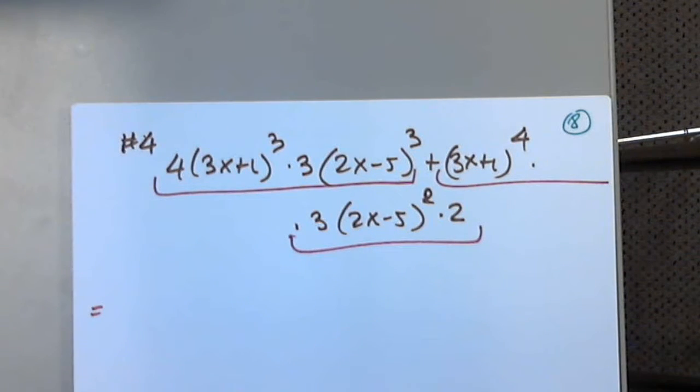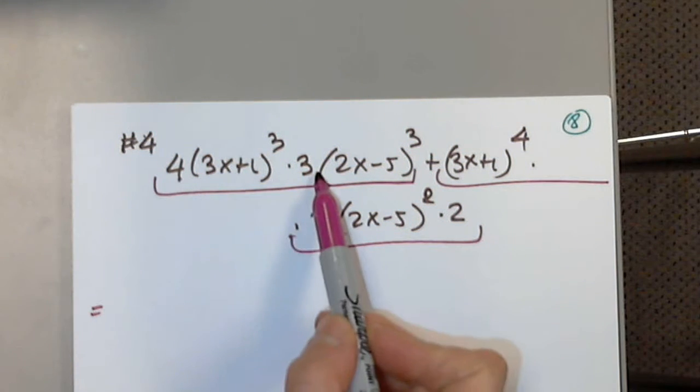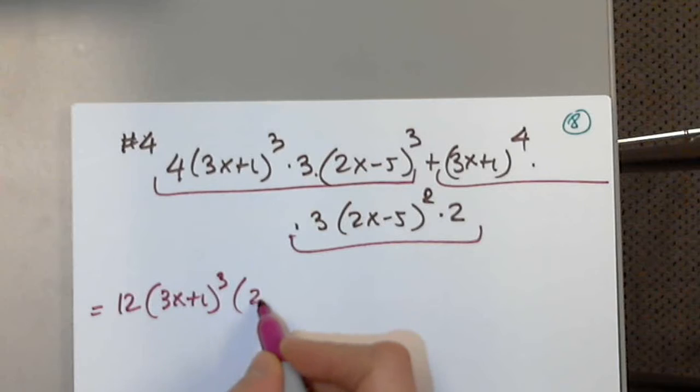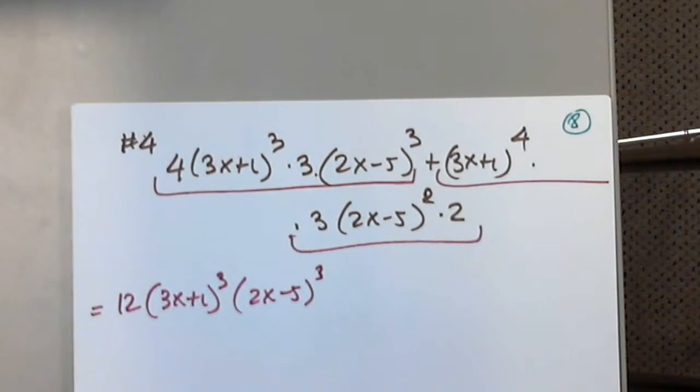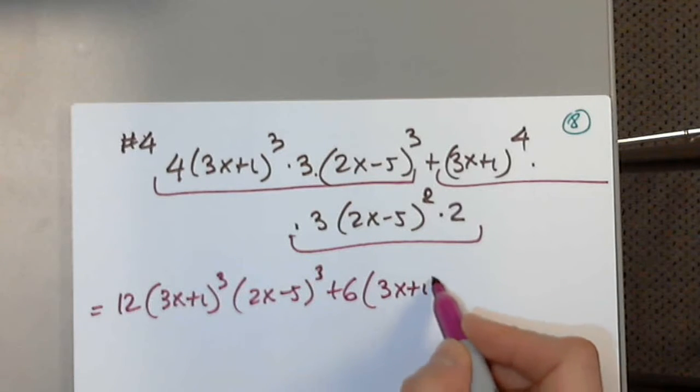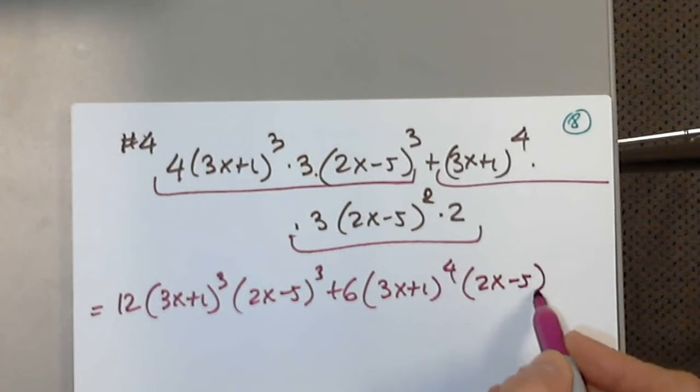because they are kind of spread all over the place. I will multiply 4 by 3, and I get 12. 3x plus 1 cubed, 2x minus 5 cubed. I will multiply 3 by 2 and get 6, and 3x plus 1 to the fourth, and 2x minus 5 squared.